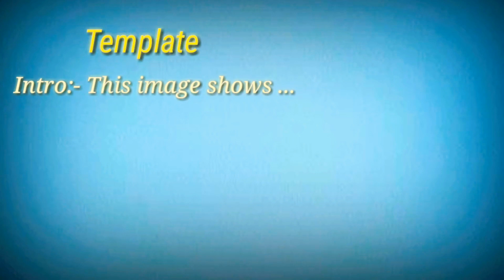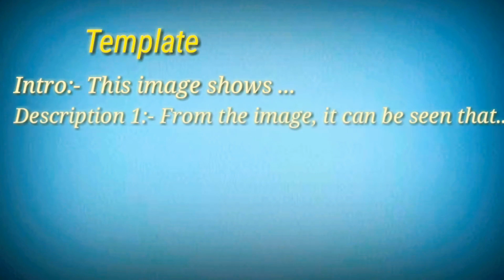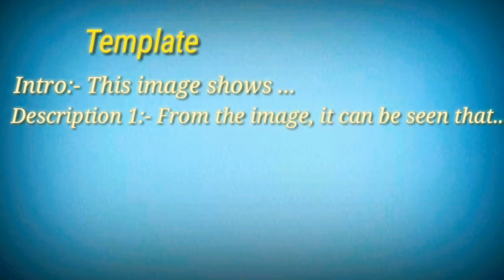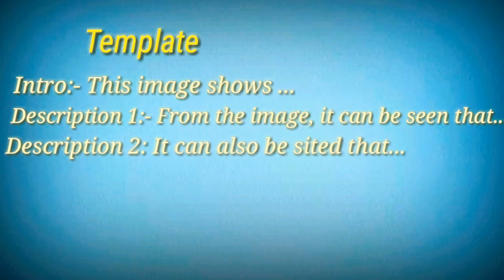And then it follows in the description phase with, from the image, it can be seen that. And then it follows with another sentence, another clause with, it can also be cited that. Now, I changed the word seen to cited because they are both ways of telling someone that you've seen something. So that is a good use of vocabulary.